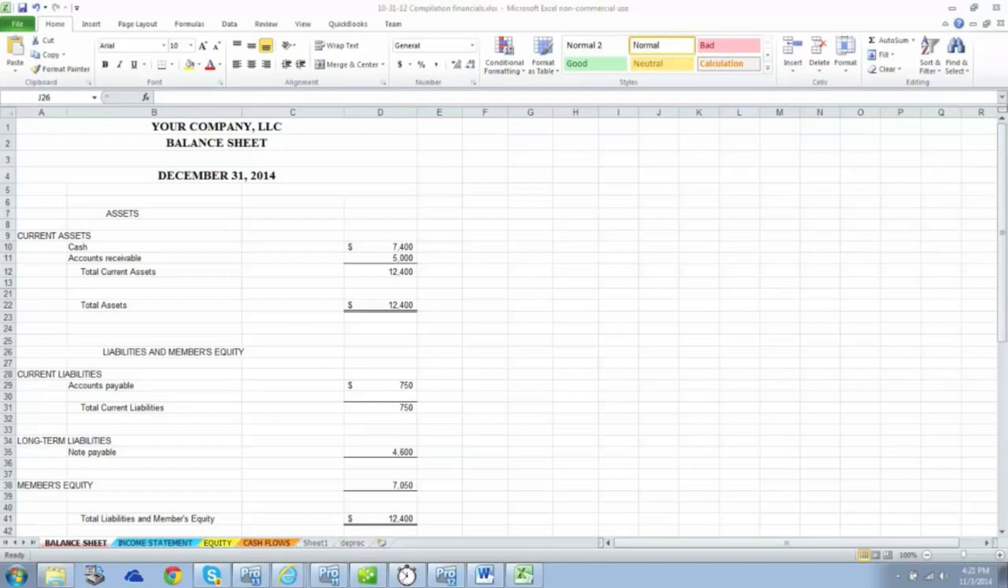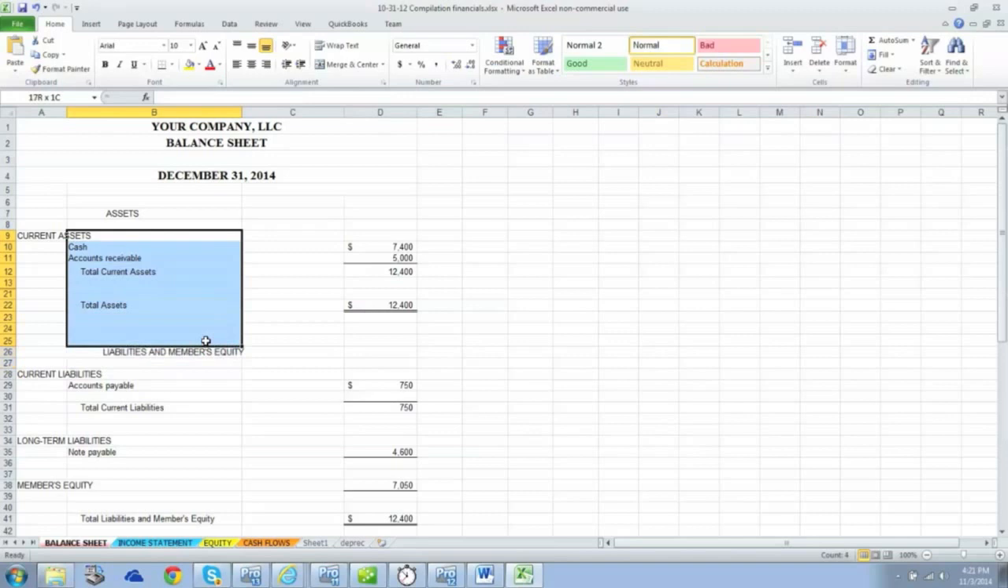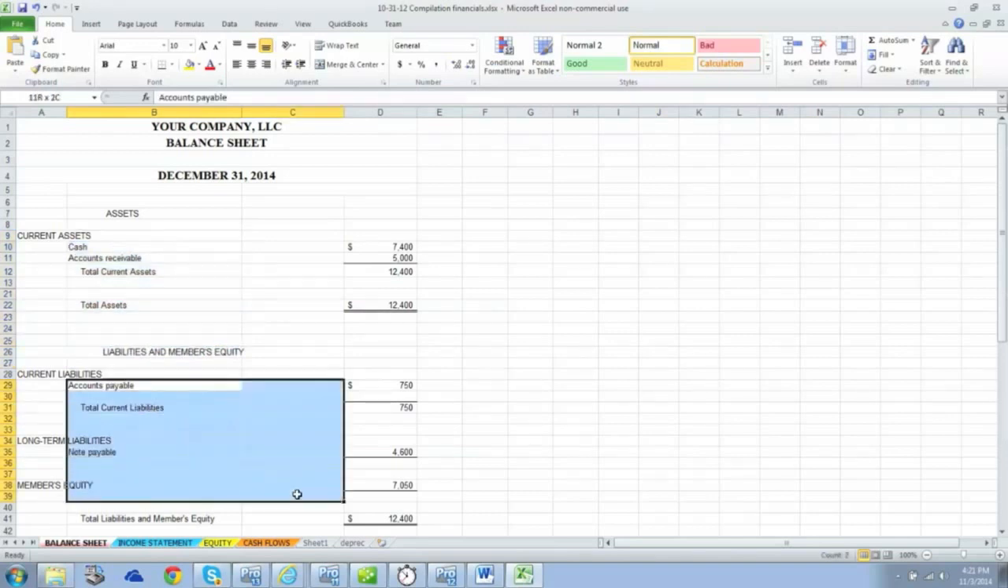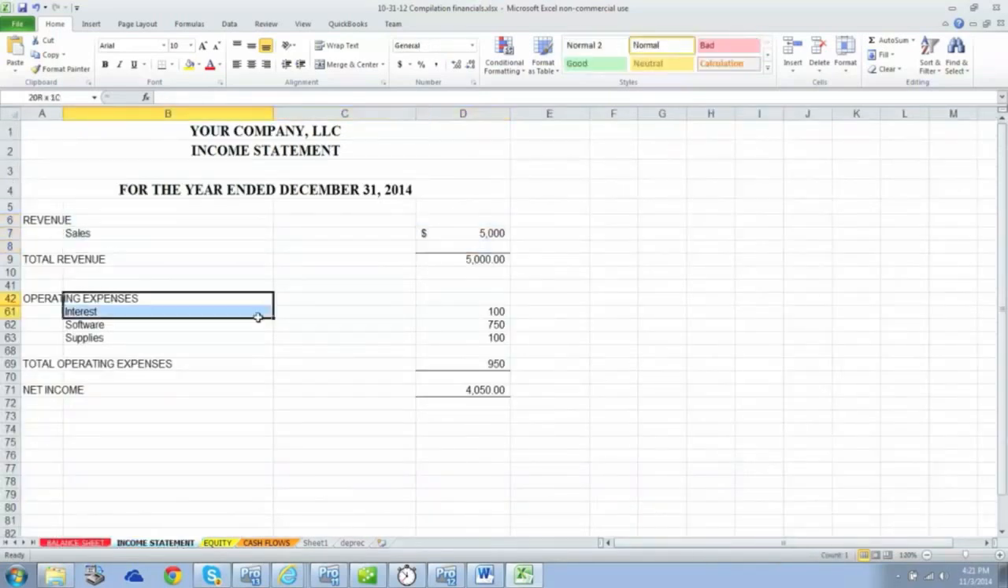So, all the accounts that you use when keeping your books are listed on one of these two statements, either the balance sheet or the income statement. The balance sheet has the asset accounts of your company, and the liabilities and the equity accounts of your company. The income statement has your revenue accounts and your expense accounts.